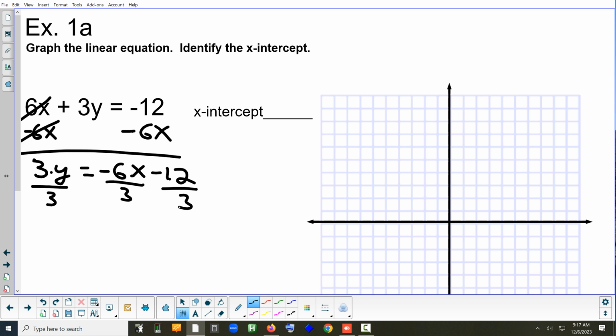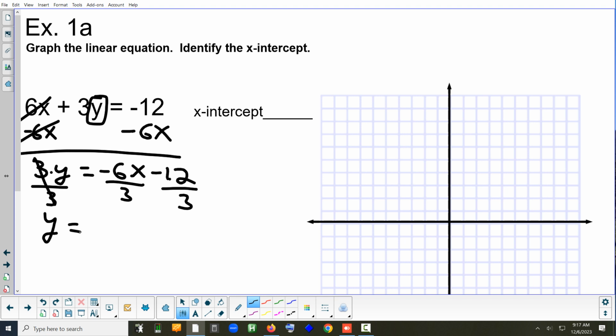Wouldn't you add 12 to both sides and then the 12 is just gone? Well, we're trying to make it look like y equals mx plus b. So the goal is to get this by itself. All right, now let's look at what happens on the left. 3 times y divided by 3. What happens there? The 3's just cancel out, right? We get just y equals.